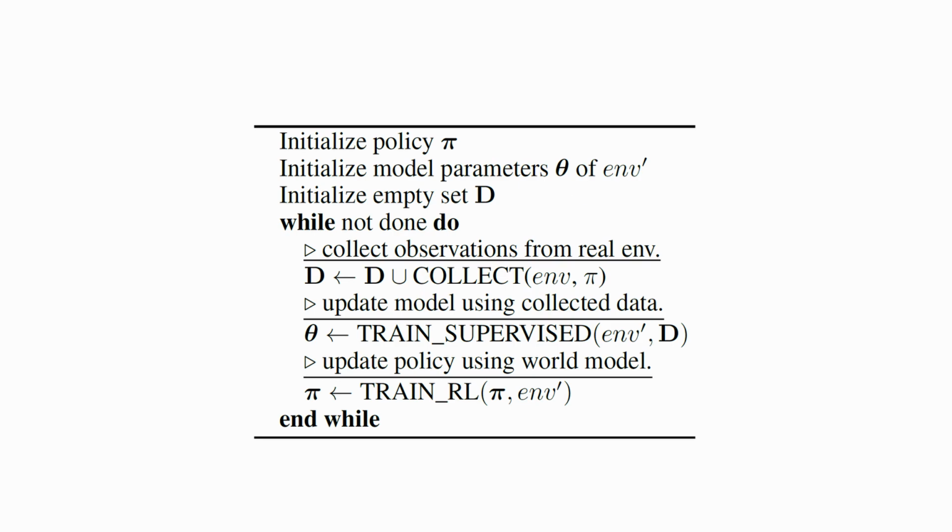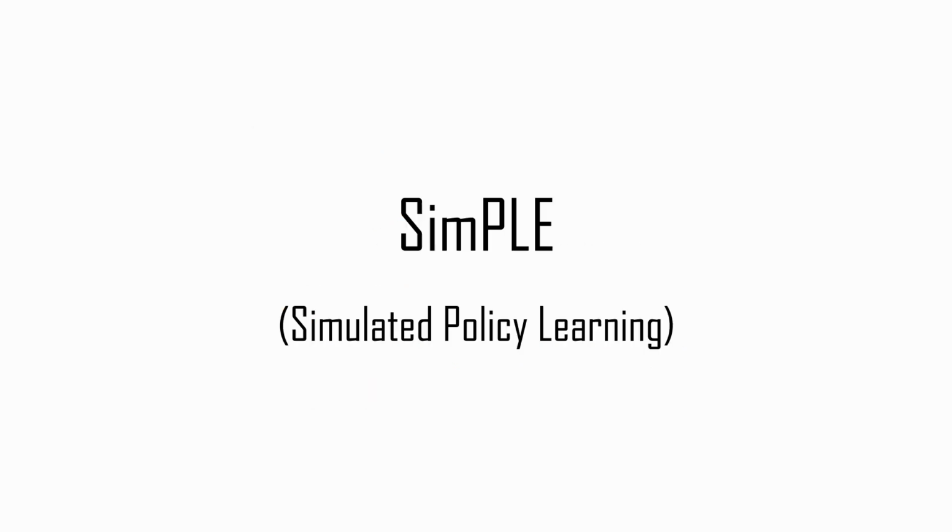Dyna works in cycles, repeating three steps. One, collect new data from the real environment with the same policy that we are learning. Two, learn the world model using supervised learning techniques with all the real data acquired so far. And three, train the policy within the world model using reinforcement learning. That's a very powerful strategy that is used also in SimPLe, the algorithm that we are reviewing today. But so far, nothing new.